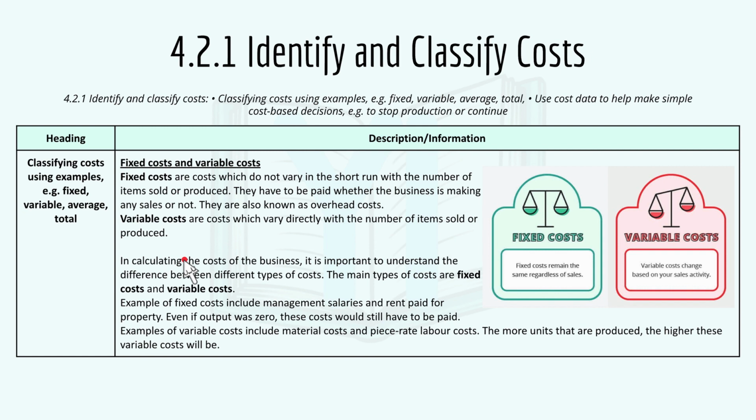And in calculating the cost of the business, it's important to understand the difference between the different types of costs. And the main types of costs are fixed costs and variable costs, right here on top and on my right. And examples of fixed costs include management salaries and rent paid for property. And even if the output was zero, as I mentioned, you will still have to pay it. And examples of variable costs include materials costs and piece rate labor costs. And the more units that they produce, the higher these variable costs will be.